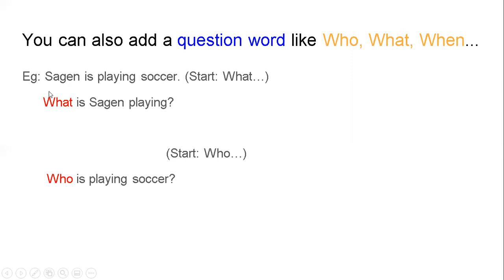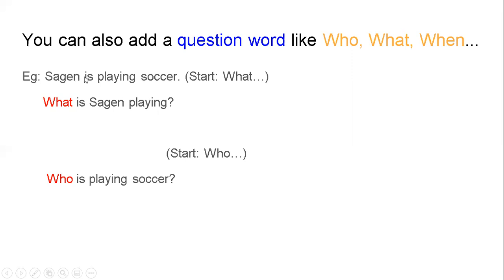I'll give you another example with the same sentence here. Sagan is playing soccer, but this time, instead of starting the sentence with what, you start the sentence with who. Okay? Who is playing soccer? Now, what will your answer be? Who? One word answer, Sagan. So, you're not going to use the word Sagan in your answer. Here you used the word Sagan, you left out soccer. Here you're going to leave out Sagan and use the word soccer. Okay? Who is playing soccer?